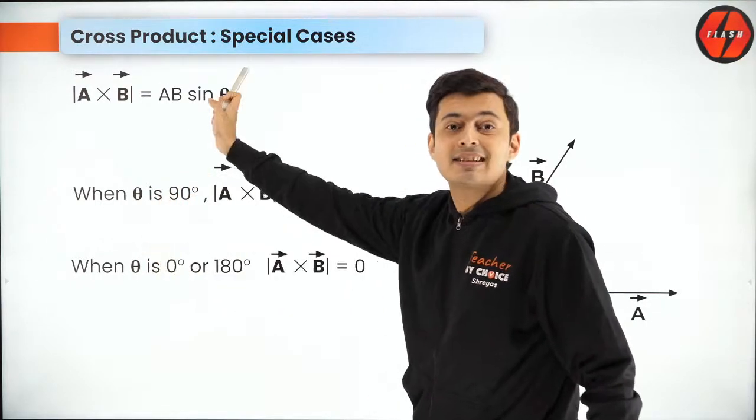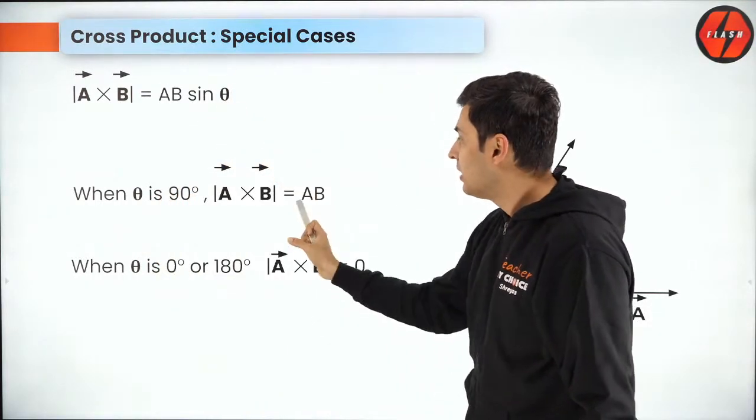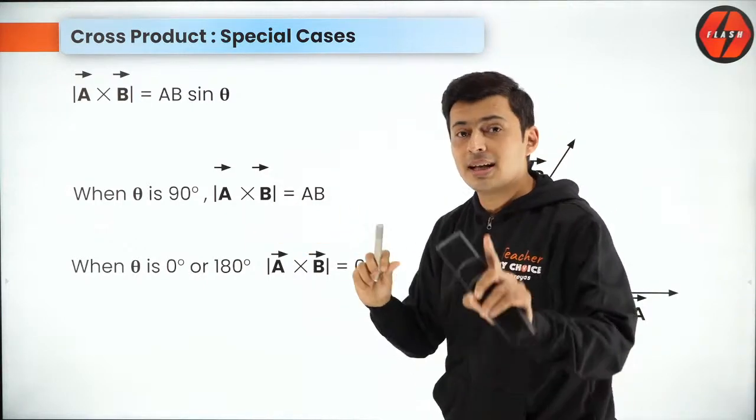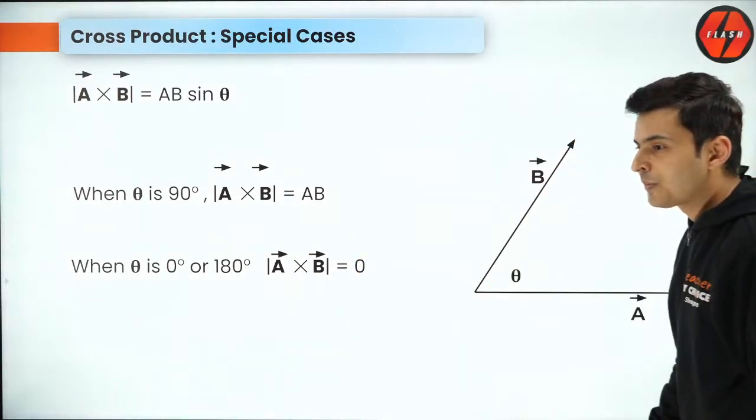If theta is 90, sin theta is maximum and that is 1. So the magnitude of this will be AB. That's the maximum value of AB.